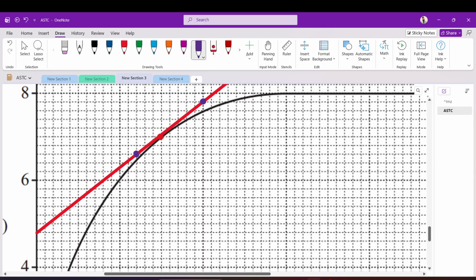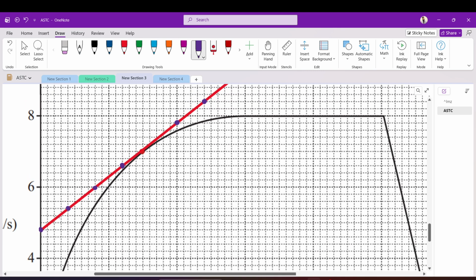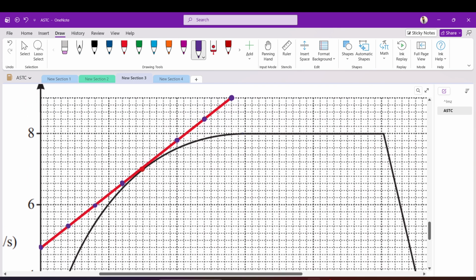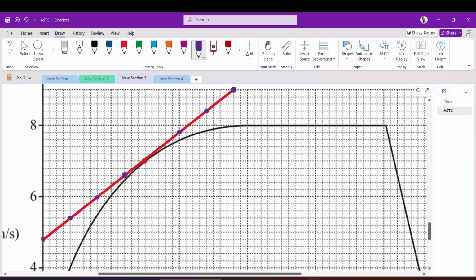We can take this coordinate, this coordinate, this one, and we can also take this one. Okay, so I've marked some of the coordinates that we can take. So we are going to select any two of these.